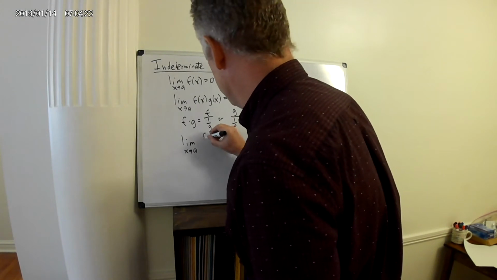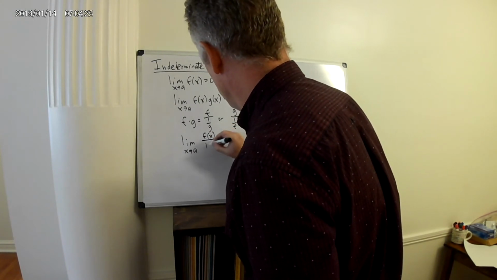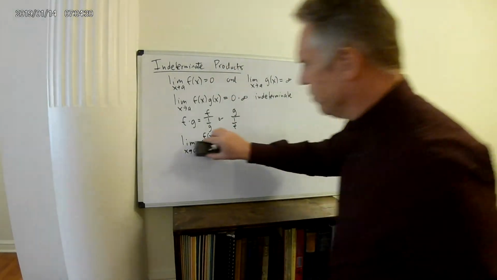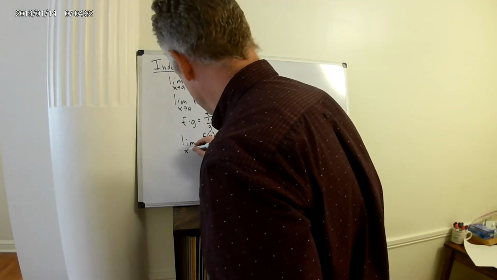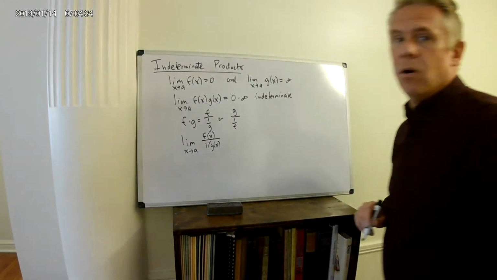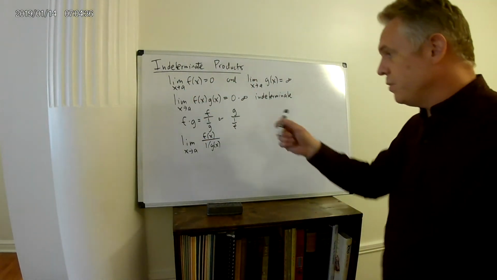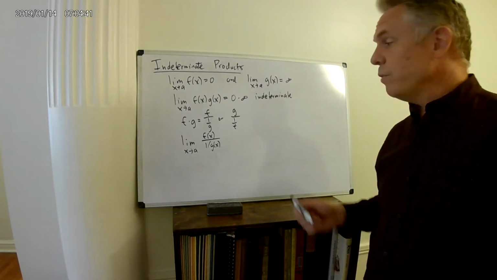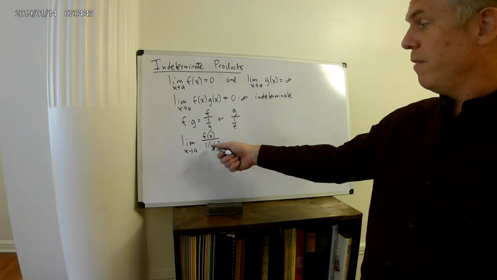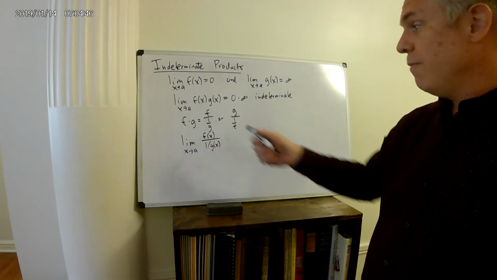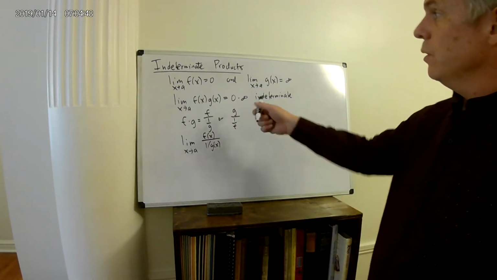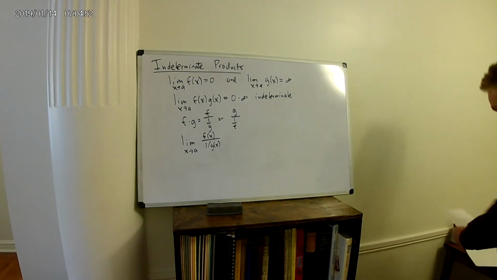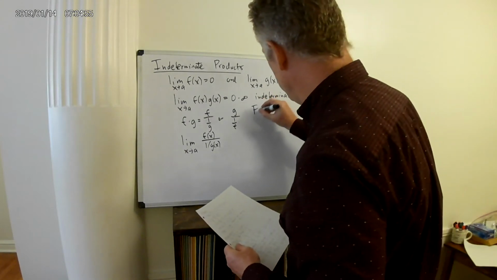So we can think of this limit, for instance, as f of x over 1 over g of x. And now this is of the form where we can use L'Hopital's Rule, because we can think of 1 over g of x as the function in the denominator and f of x in the numerator. So we can use L'Hopital's Rule to evaluate an indeterminate product. Let's consider an example.